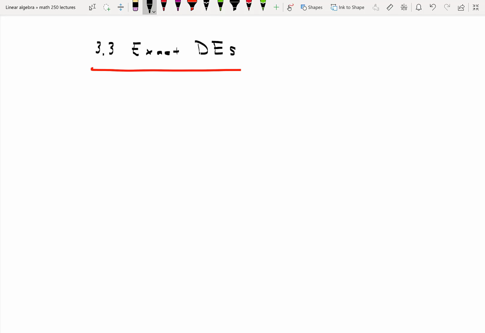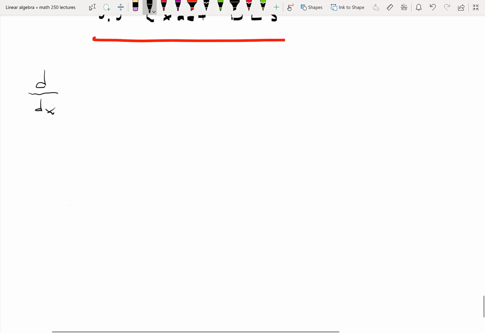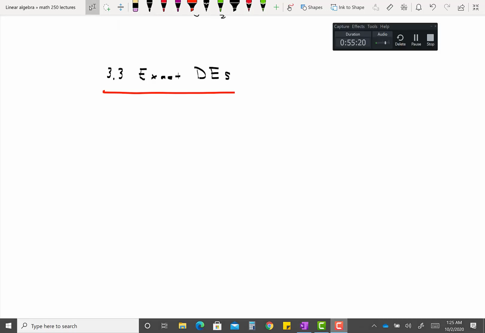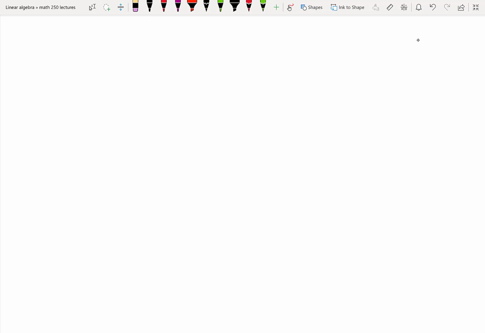Let's take a look at a kind of derivative that you learned in Calc 1. So suppose we look at, say, the derivative with respect to x of x squared. Can't get much simpler than that. Clearly that's equal to 2x.